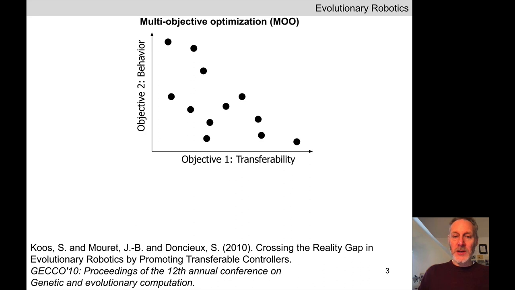Now, you might already be wondering, if we need to compute the transferability of every controller, and in order to do that, we have to send every controller to the physical robot, why are we using simulation at all? Why don't we just evaluate every controller on the physical robot? It's a good question. That's not what the authors did. They came up with a way of estimating transferability for each controller after it had been run on the simulated robot without having to send it to the physical robot.